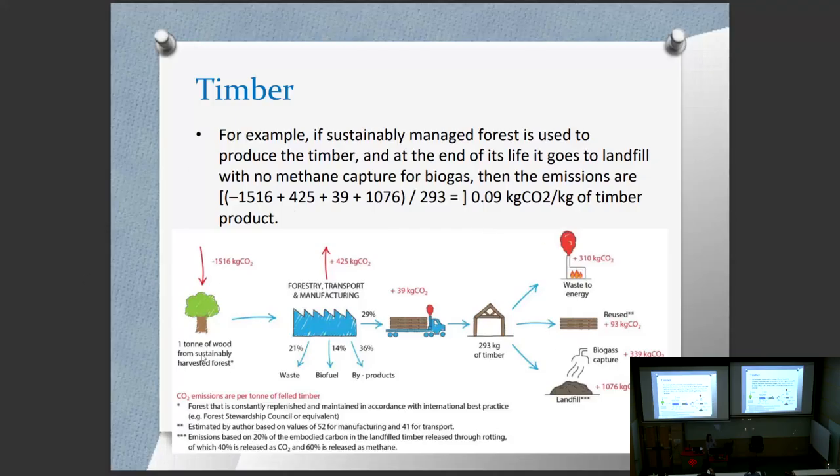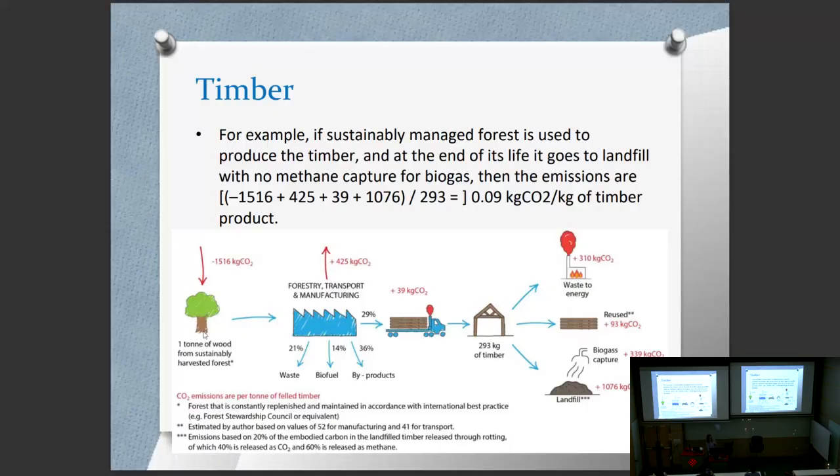We have a ton of wood which is manufactured from a sustainably harvested forest. In order to produce this 1 ton of wood or timber, the trees will absorb 1,516 kg of carbon dioxide. You see it is negative, because it will absorb this amount of carbon dioxide.